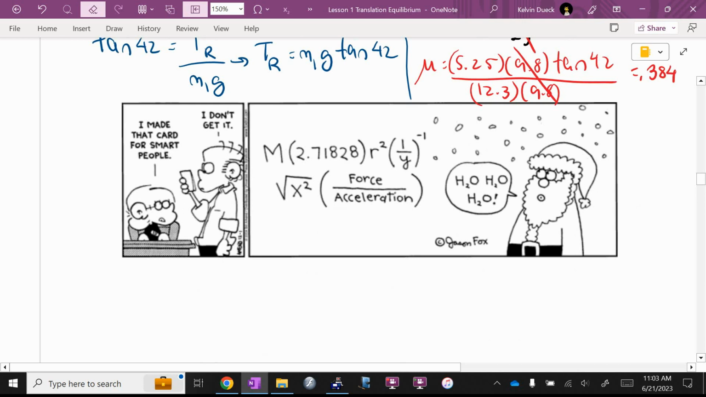So here is the Christmas card for smart people. It says M. Hey, what's 2.71828? That's E. From your math pre-calc days, base E. Ooh, what's another way to write R squared? Okay, RR. And then 1 over Y to the negative 1, that's just plain old Y. What's the square root of X squared? Don't overcomplicate it. And what is force divided by acceleration? And then H2O, H2O, H2O. Oh, Aryan, if you want to, you can just read that out and we'll understand. Christmas card for smart people.